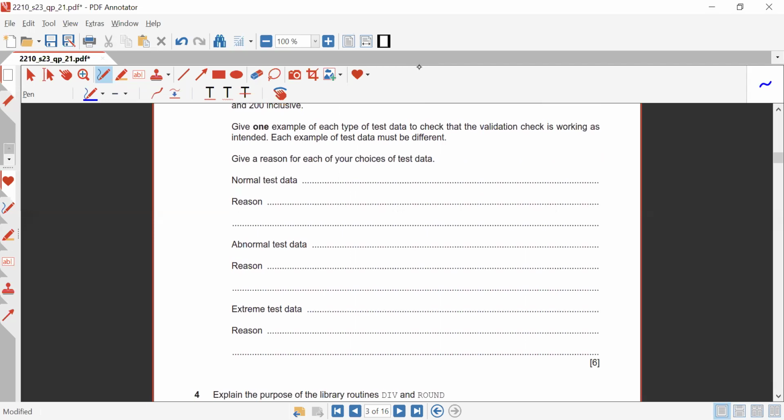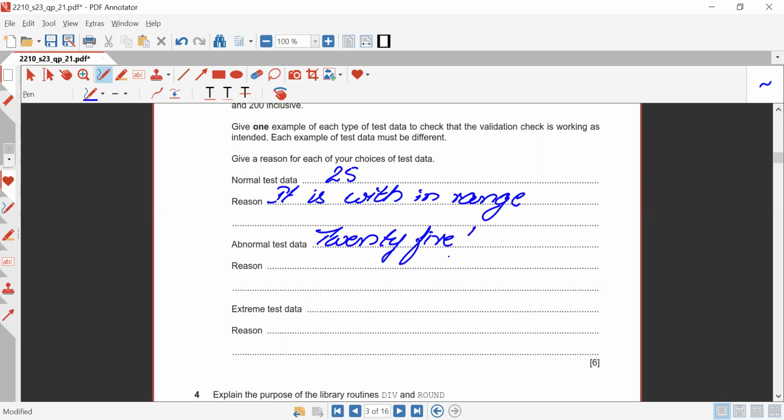Now they are saying what are the values that you can input over here and what will be the reason for that. So for normal test data, we can write 25, and the reason is it is within range. Now for abnormal, you can write one of these: 25.0, and you can write minus 25. So for 25.0, the reason will be not defined data type.